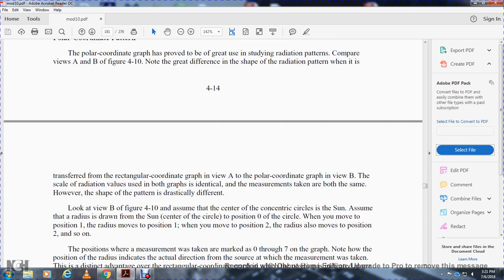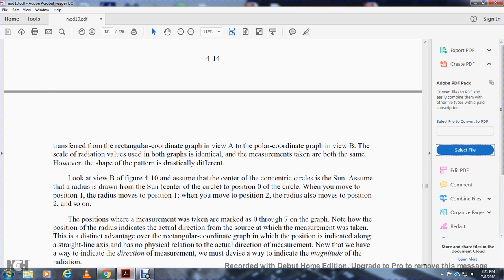Polar coordinate pattern. The polar coordinate graph provides a better tool for the study of radiation patterns. Compare view A and view B of figure 4-10: there is a great difference in the shape of the radiation pattern when it is transferred from the rectangular coordinate graph of view A to the polar coordinate graph of view B. The scale of the radiation values on both graphs is identical, and the measurements taken are the same, but the shape of the pattern is drastically different.